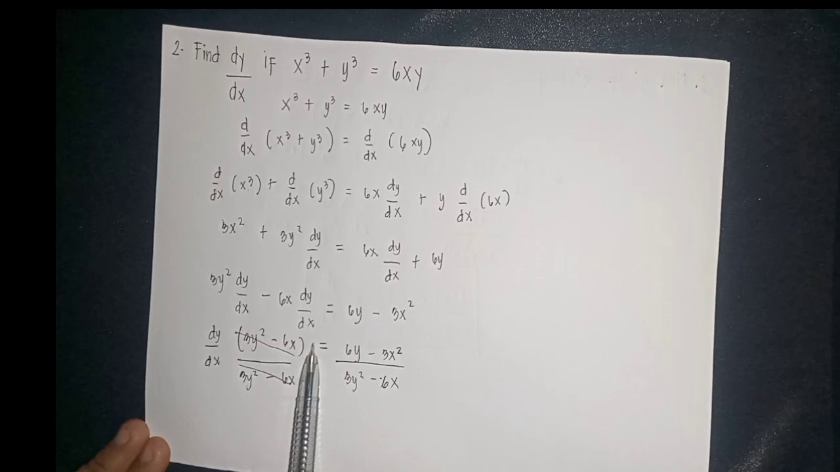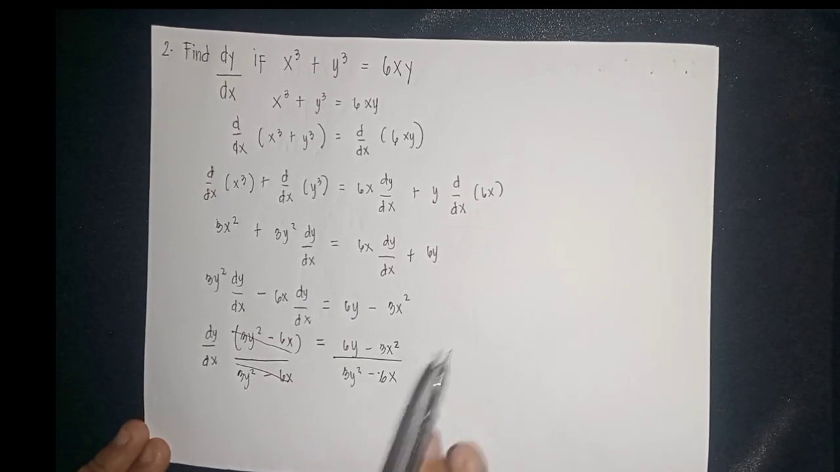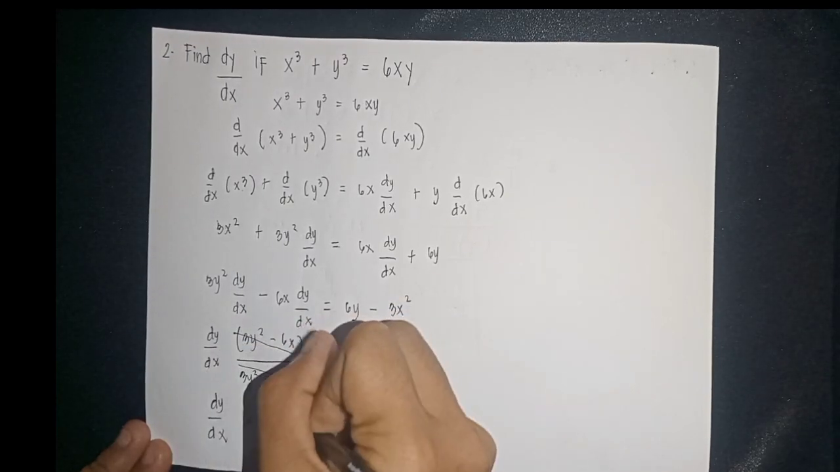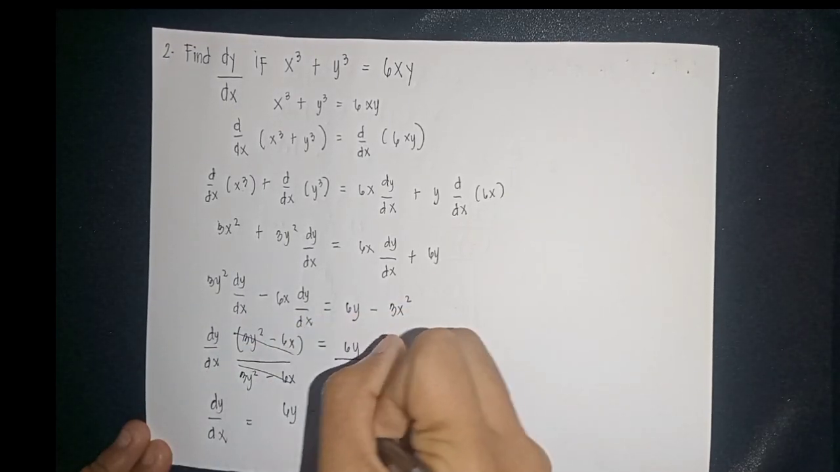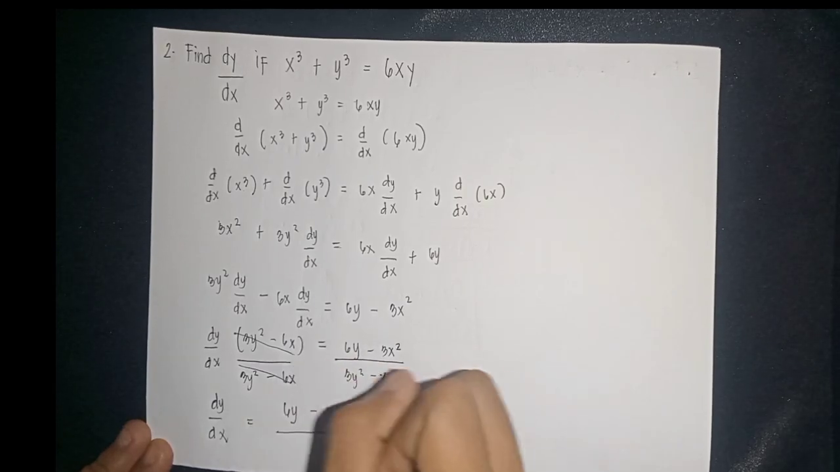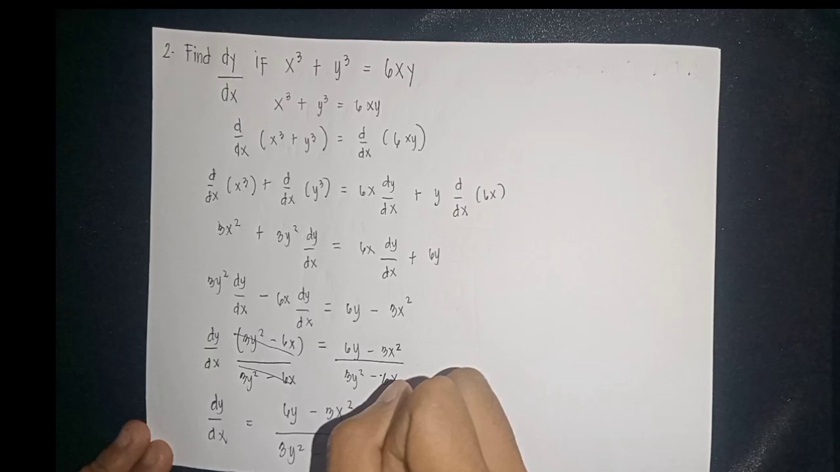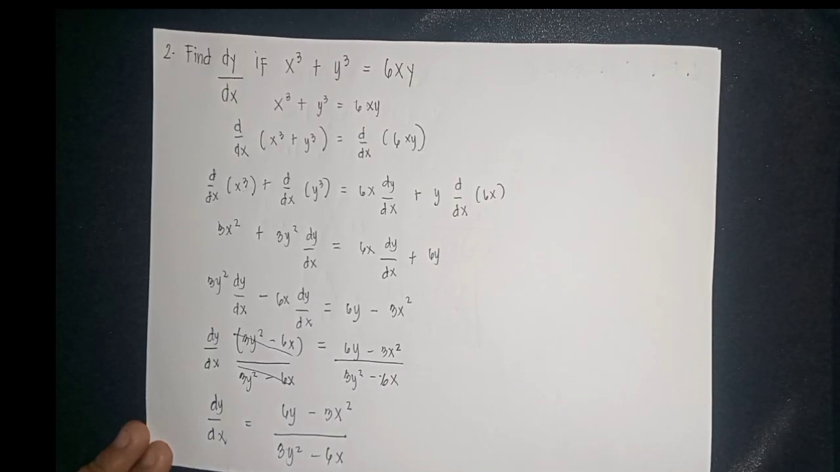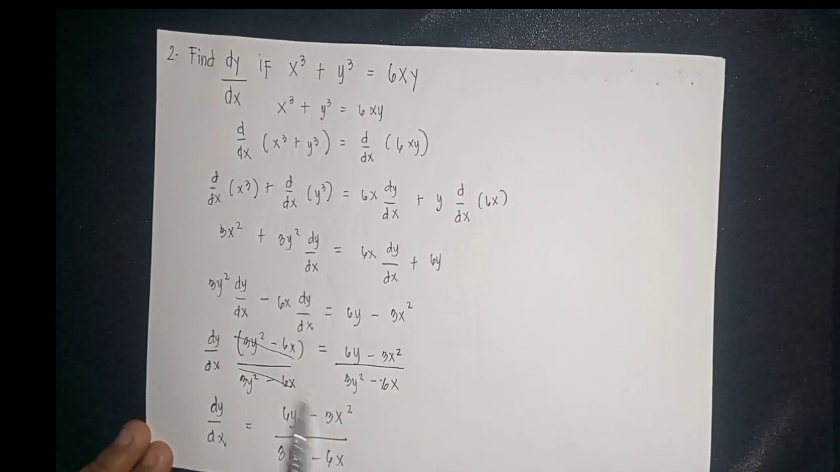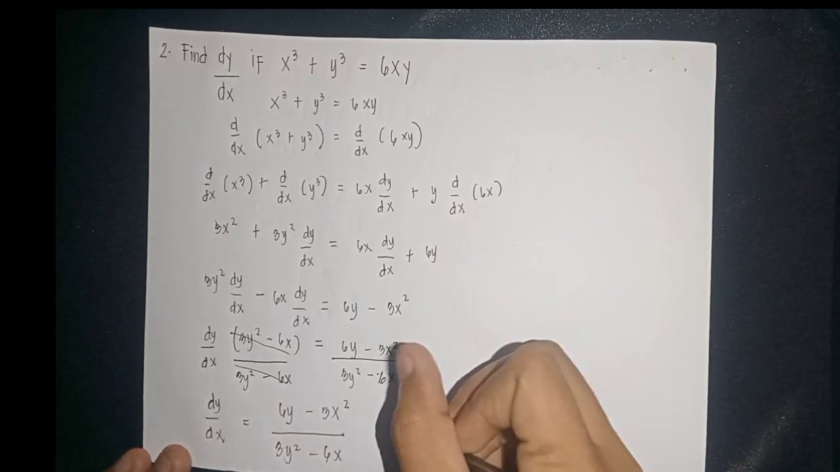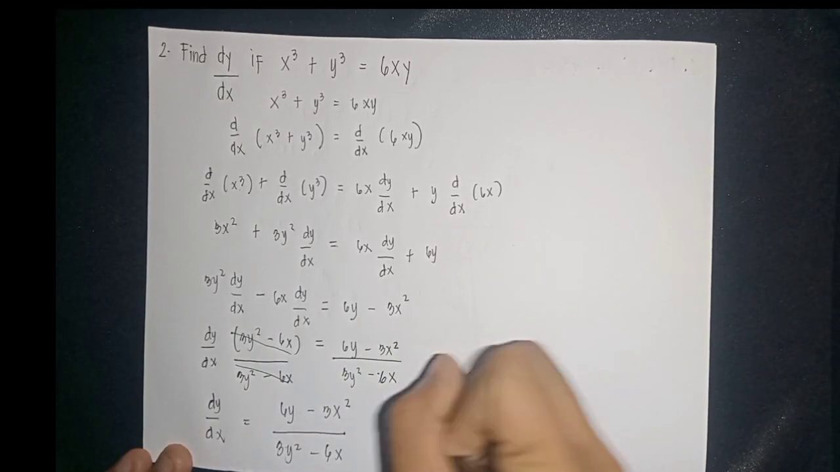So let's bring down the derivative of y with respect to x. dy over dx is equal to 6y minus 3x squared all over 3y squared minus 6x. So we notice that there is a greatest common factor of these functions or variables or numbers. So the greatest common factor is 3.